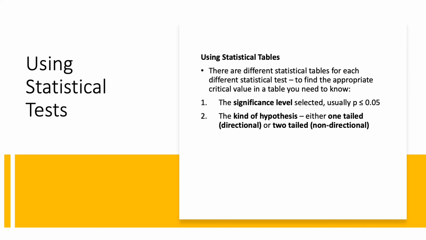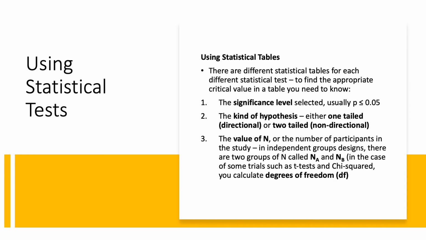We have to know the kind of hypothesis, and this won't always be stated to you. You might have to work this out. If it's one-tailed, it means it's directional, it's telling us which way the results are going to go. If it's two-tailed, it's non-directional, so it's not going to tell us which way the data is going to go, but it'll tell us that there will be a difference between the two data sets.